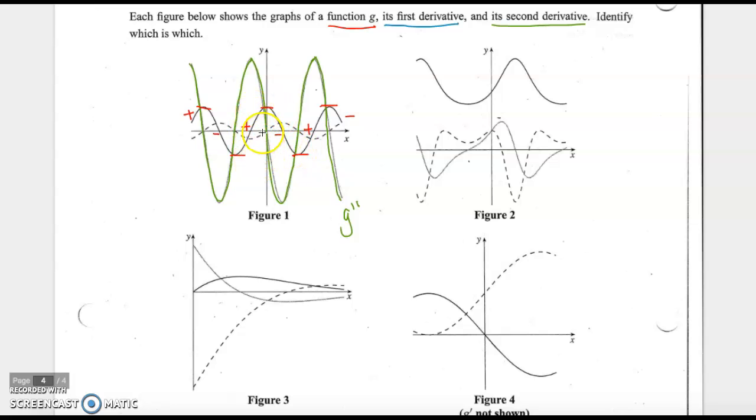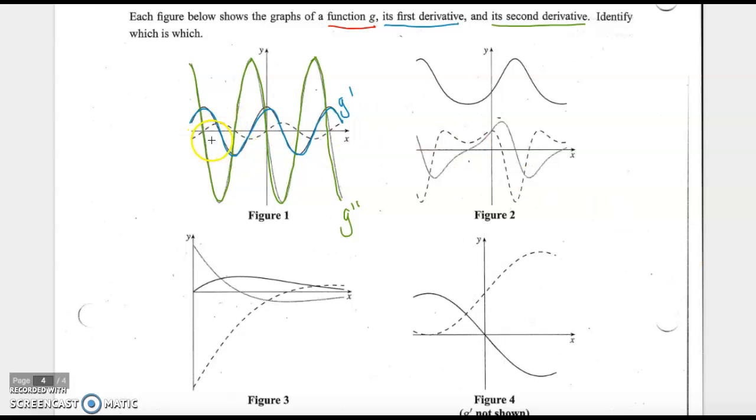This red function, which it actually won't end up being red, but this solid short line, its derivative is this giant green one. So that would make this the first derivative, because the blue line's derivative is the green one, which means that this would have to be my first derivative. Kind of worked backwards on this one, didn't we?